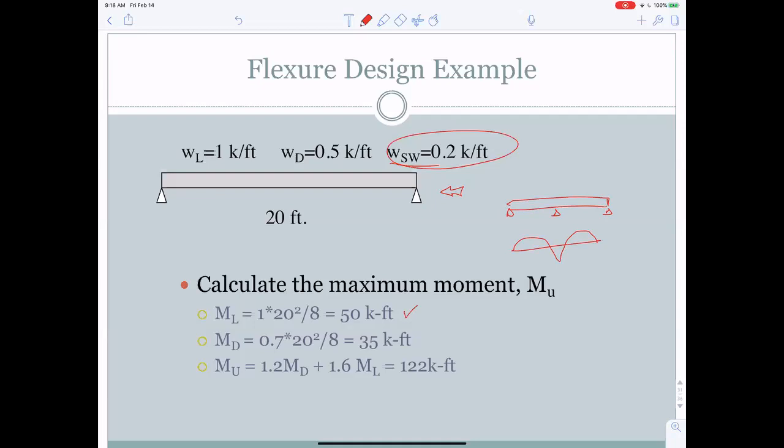The total dead load is 0.5 applied, 0.2 self-weight, so 0.7. And with the combination, 1.2 dead, 1.6 live, you get 122 kip feet if the beam weighs 0.2 kips per foot, which we don't know until we get the size of the beam. If we're lucky, the beam comes out to be 2 feet by 1 foot, and we don't have to redo this. But I'm guessing that the beam will not be that size, and we'll have to redo this.